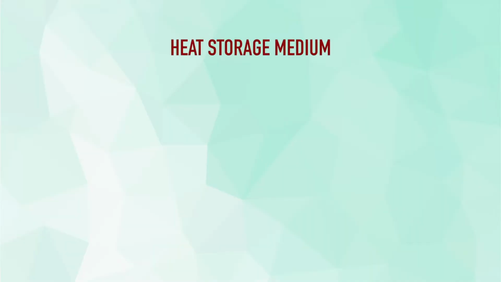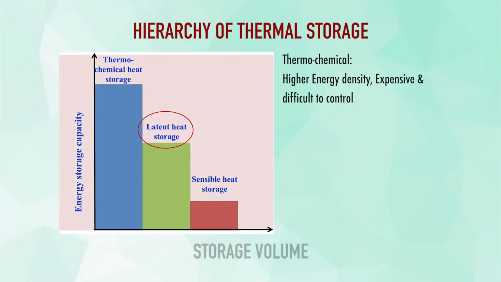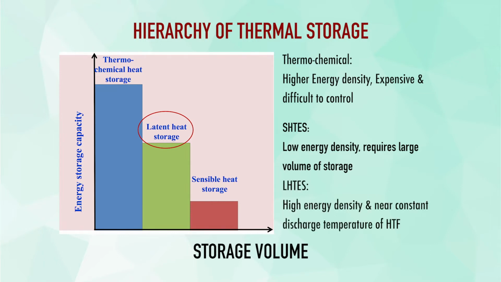There are three different types of thermal energy storage we can use: thermochemical, sensible and latent. Thermochemical is very tough to control, and it is also a very expensive process. If we talk about sensible and latent, latent heat stores more energy, by an order of magnitude, as compared to sensible heat. So what is the process of storing that energy?